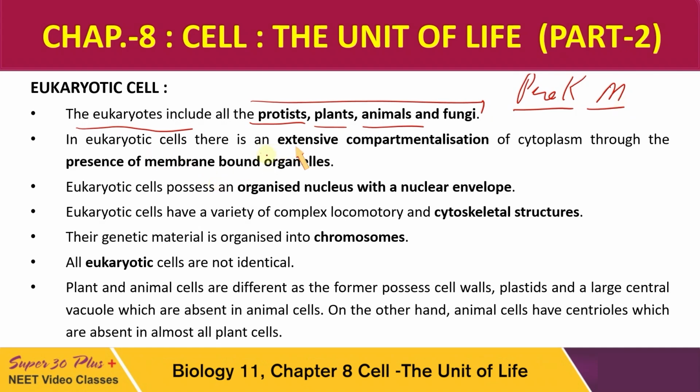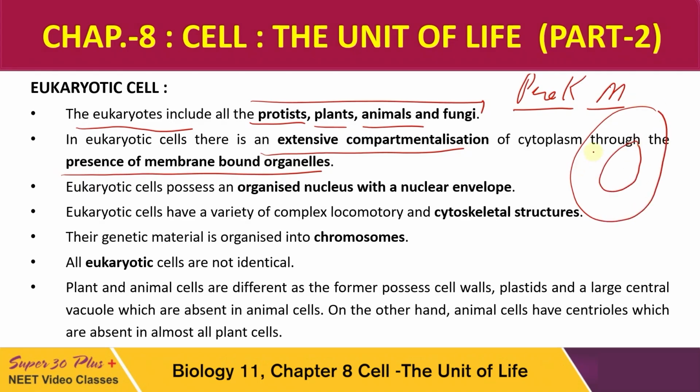What do we mean by extensive? Compartmentalization is there in the cytoplasm through the presence of membrane-bound organelles. This is the cell here: this is one compartment, the nucleus; this is the mitochondria; this is the endoplasmic reticulum; this one is the Golgi body; this one is the plastid. So in a cell, different compartments are there.